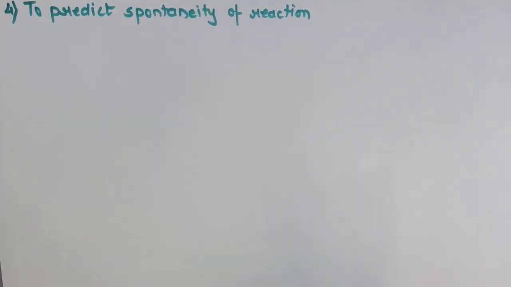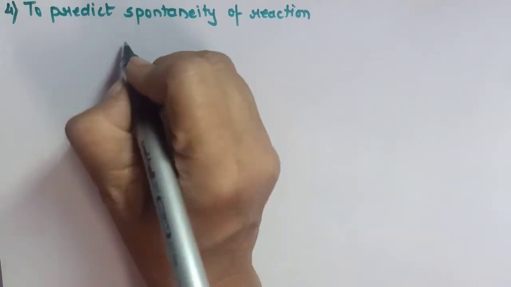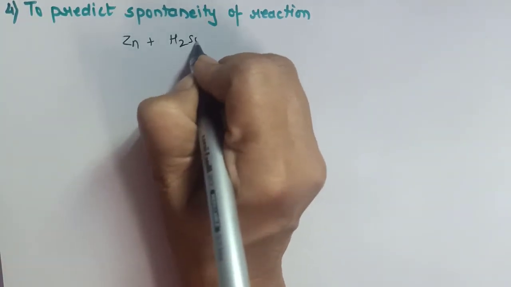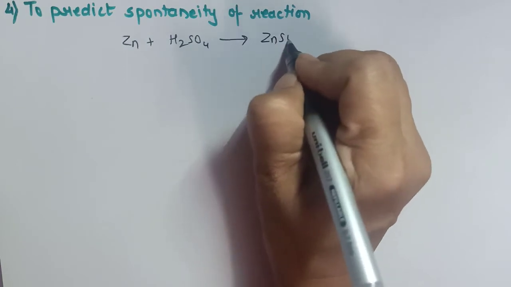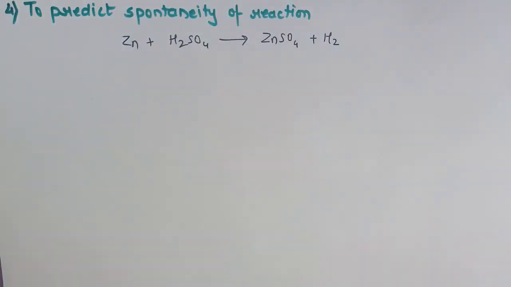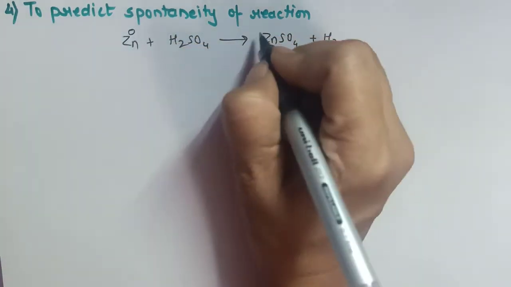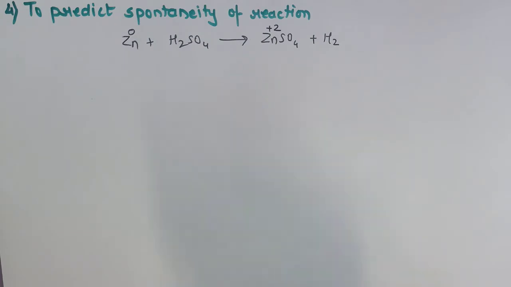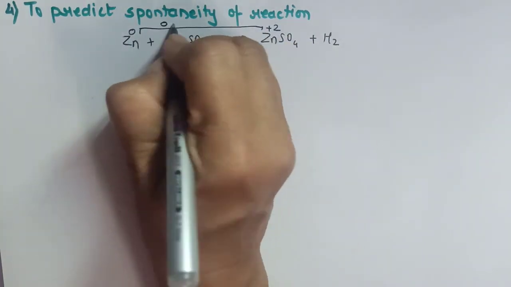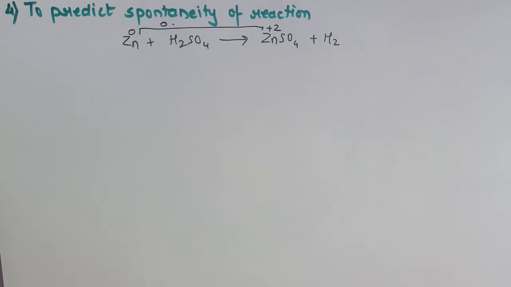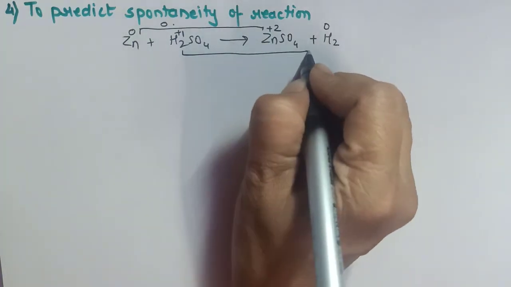The same thing we can have in another way: electrochemical series is used to predict the spontaneity of a reaction. Let us consider the reaction zinc plus H2SO4 giving ZnSO4 plus hydrogen gas liberated. Now let us see whether the reaction is spontaneous or not. Zinc from 0 oxidation state is getting converted to plus 2 oxidation state. That means there is oxidation of zinc. Now let us find out for hydrogen. In H2SO4, hydrogen is in plus 1 oxidation state. From here, it is getting reduced to 0. So here there is a reduction.